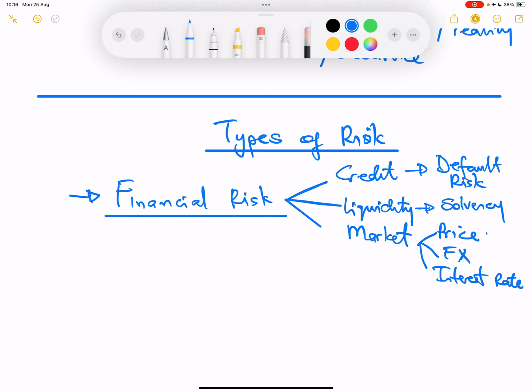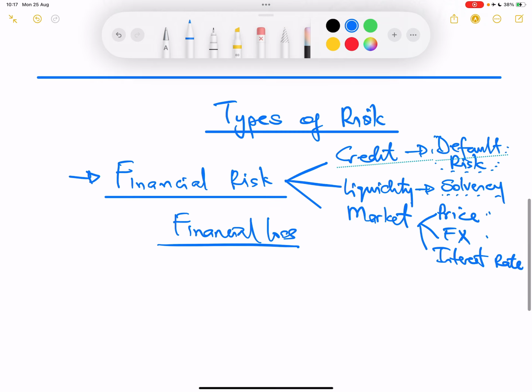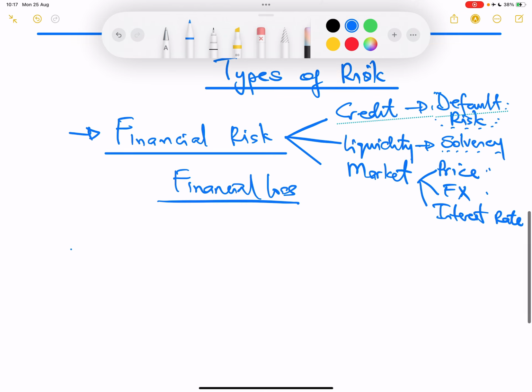So in all of these three risks, you are afraid of having a financial loss because of changes that could happen in price, in FX, or interest rate, or the fact that you don't have enough liquid assets to pay your liability, or the people that are owing you are unable to pay what they are owing you, and you might lose some money there. So that's financial risk, which we'll be focused on. But there are other types of risk that you need to at least understand.